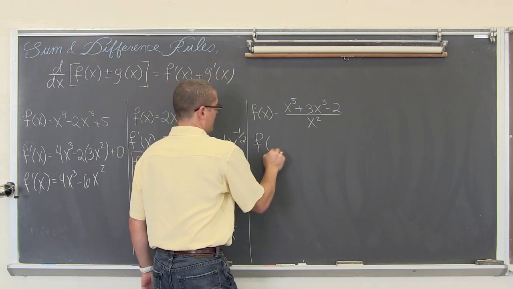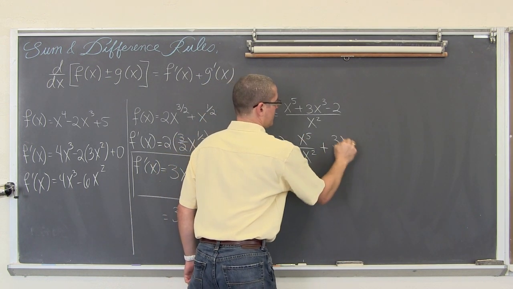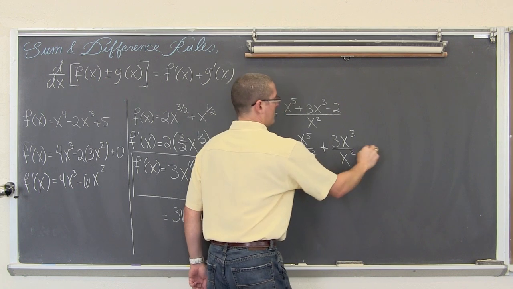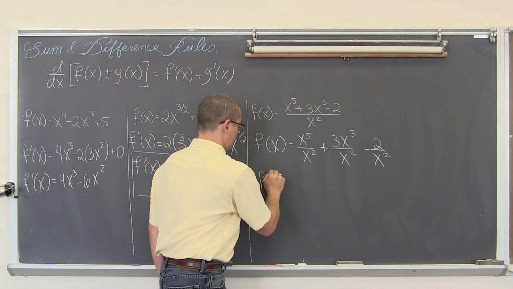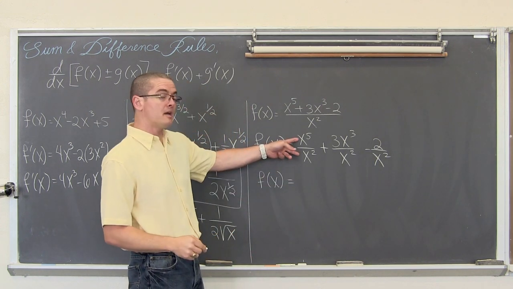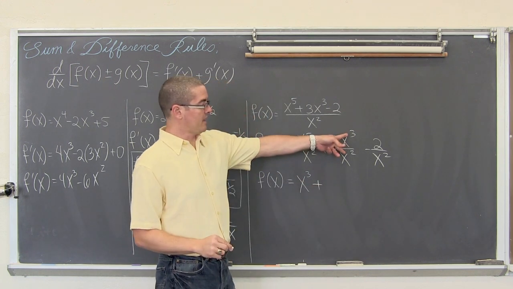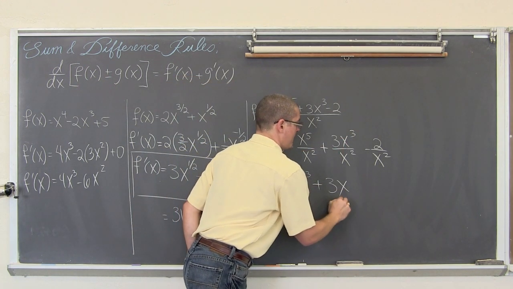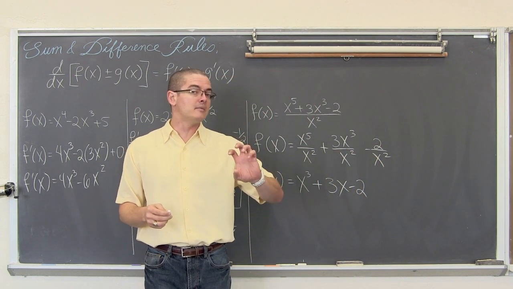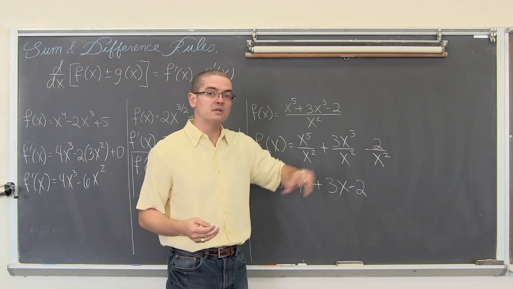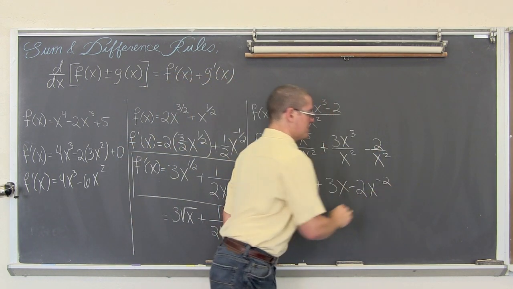So we have f of x is equal to x to the fifth over x squared plus 3x to the third over x squared minus 2 over x squared, and that's going to be equal to, now when you divide like bases you subtract the exponents, so we have x to the third plus 3x, and then this is going to be minus 2. I need to get that x out of the denominator because I don't want to be left with another quotient, since I don't know how to find the derivative of a quotient yet. So we're going to write that as negative 2 x to the negative 2 power.